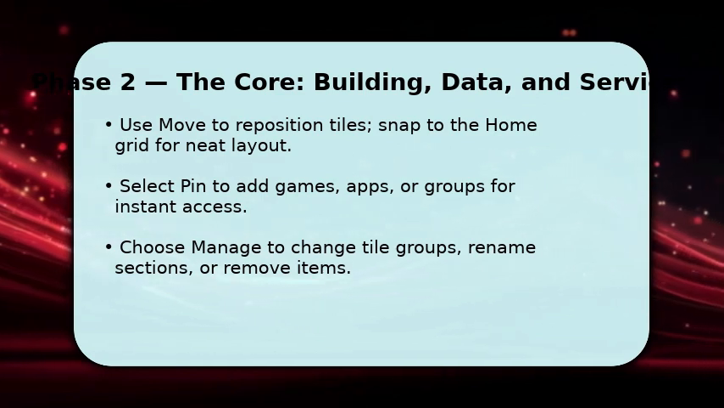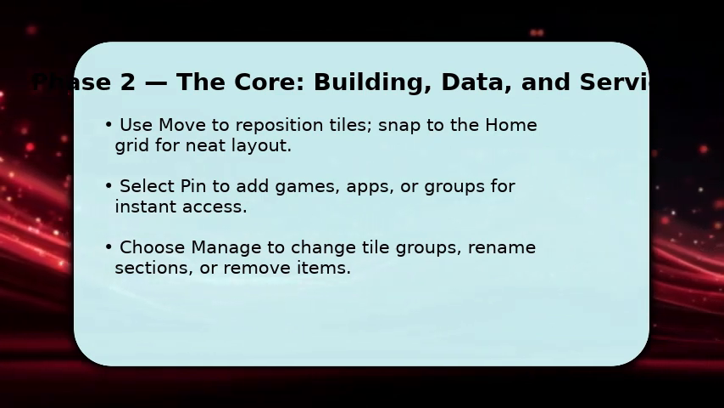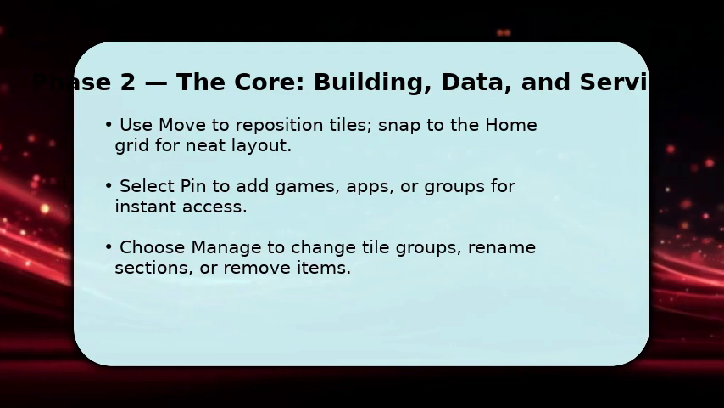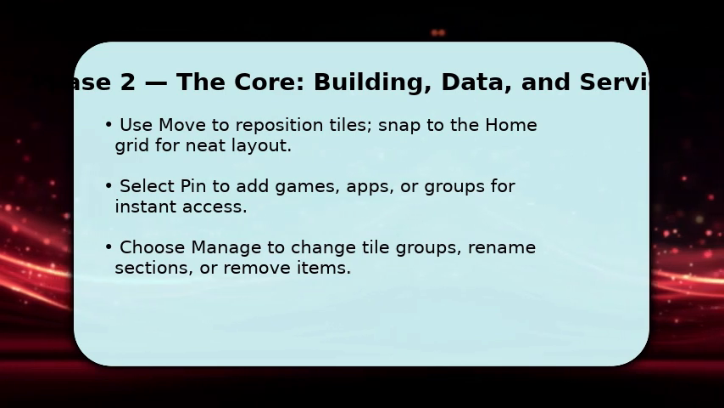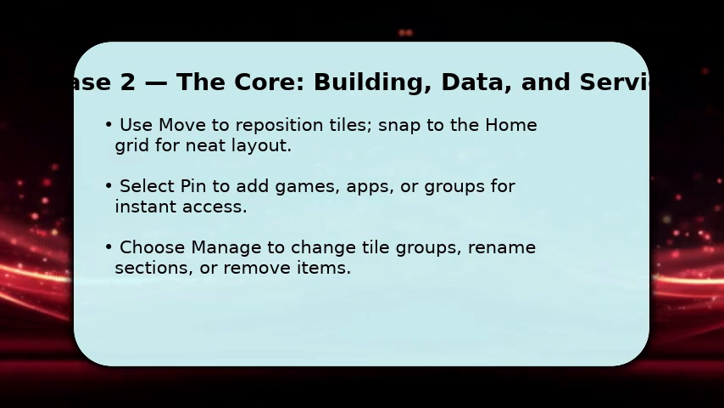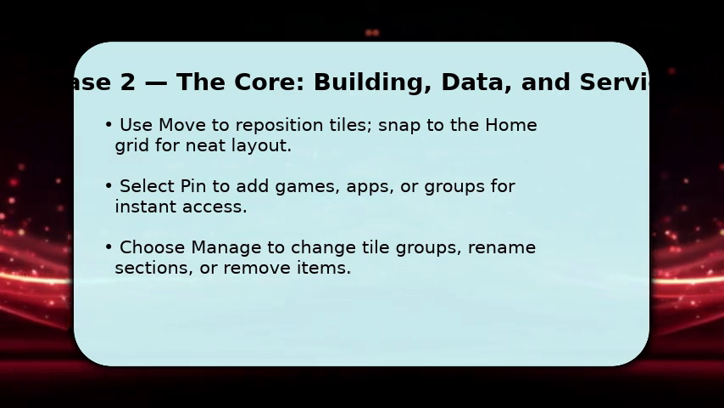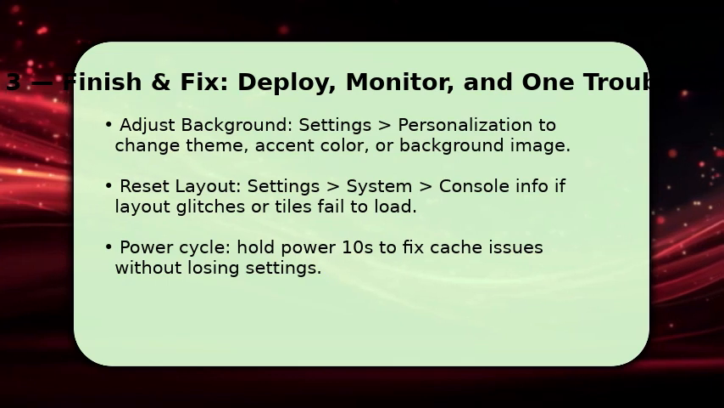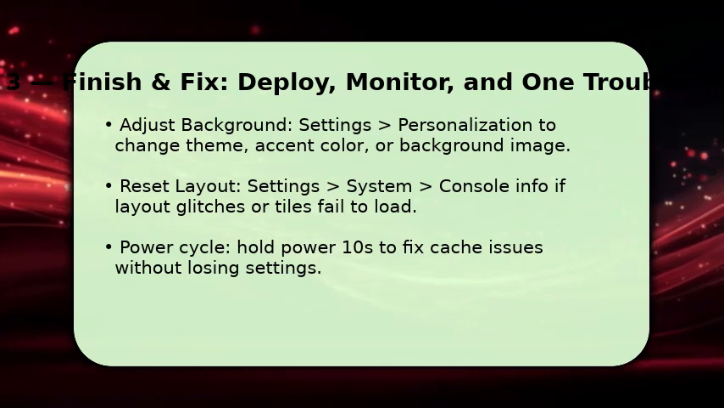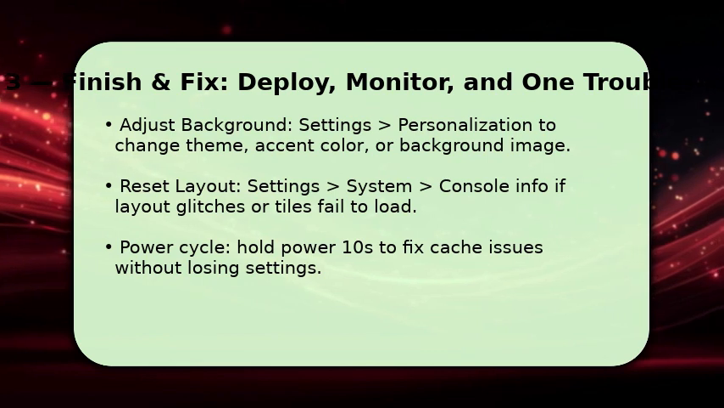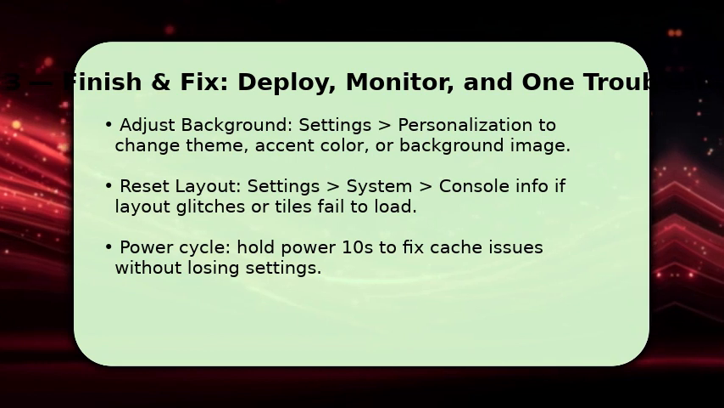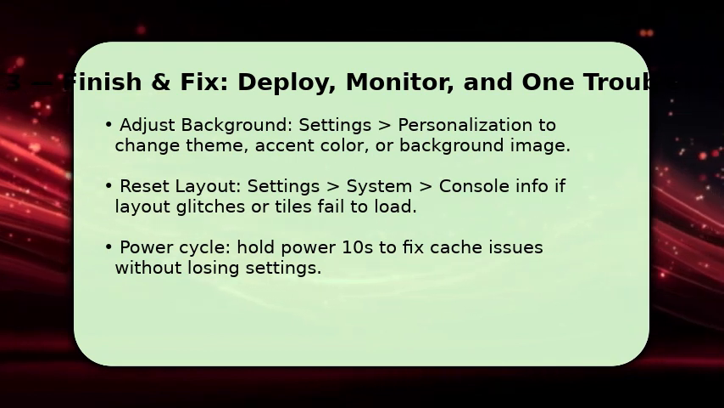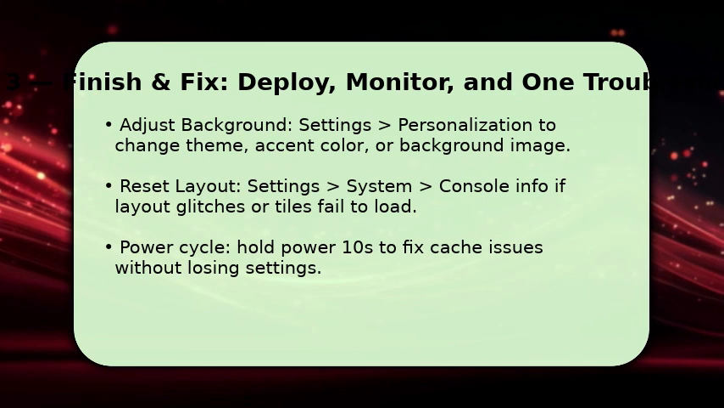Then enter Manage to create or rename groups, call one party or quick play, so content is organized. While doing this, consider balance between utility and aesthetics. Make sure frequently used items are within the first 2 rows. To finish, fine-tune visuals by going to Settings, Personalization, then adjust background and accent color so your home feels personal and readable. Once done, review each group and test quick launch expectations to confirm everything works as intended.